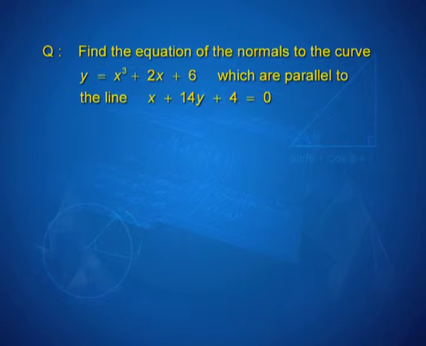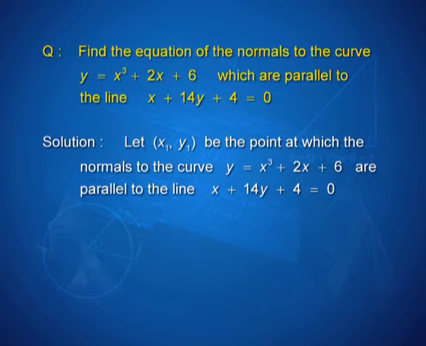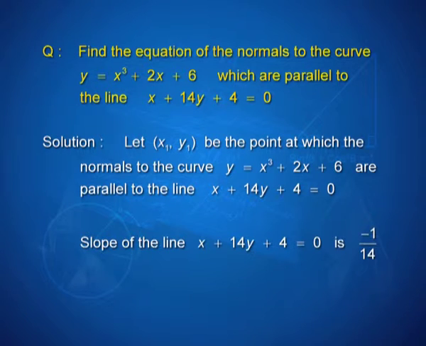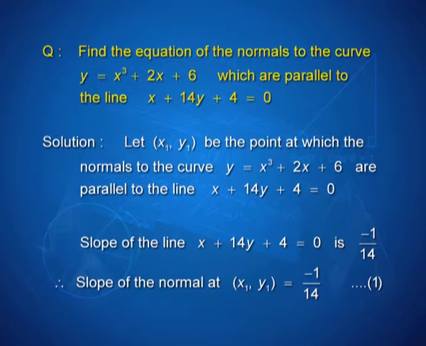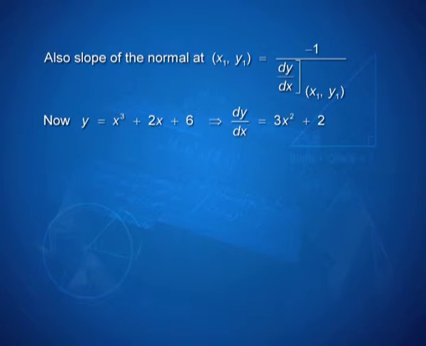What is the second thing that you need? The point of contact. So, our main work would be to get that point of contact through the given information. Starting off with the unknown, let (x1, y1) be the point of contact at which the normals to the curve are parallel to the given line, and therefore, the slope of the line, which was minus 1 by 14, will become the slope of normal to the curve at (x1, y1).